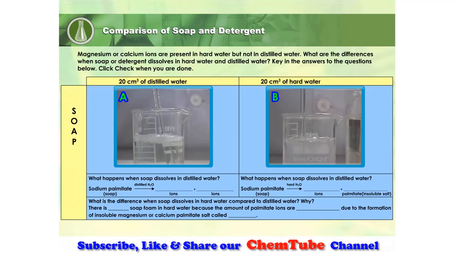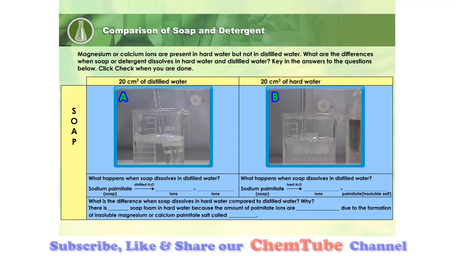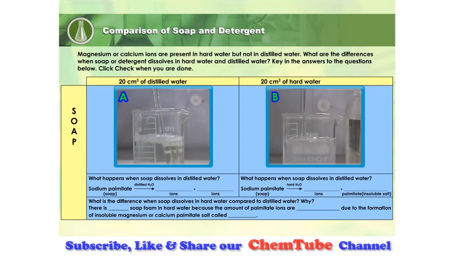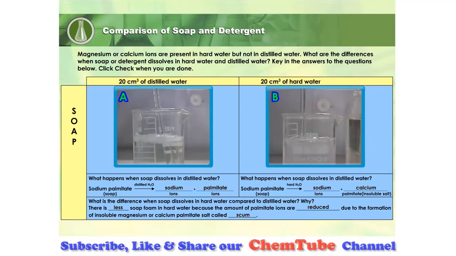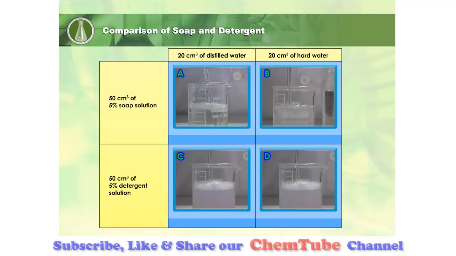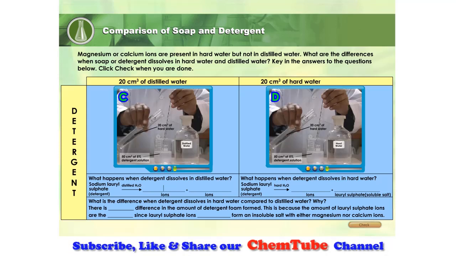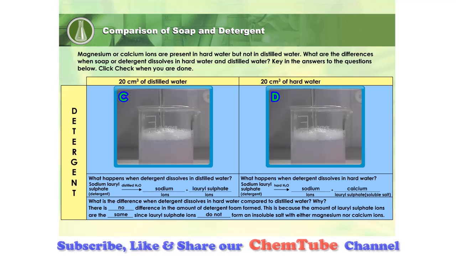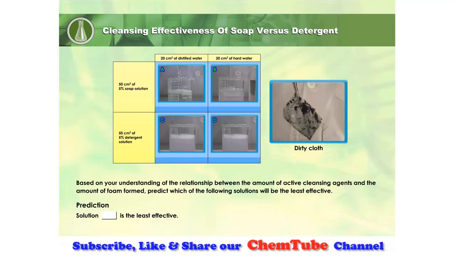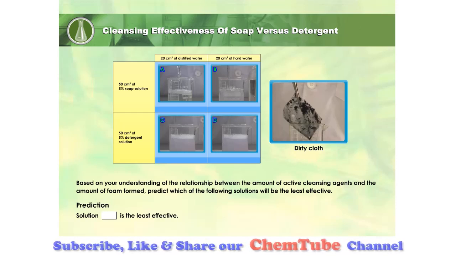Magnesium or calcium ions are present in hard water but not in distilled water. What are the differences when soap or detergent dissolves in hard water and distilled water? Based on your understanding of the relationship between the amount of active cleansing agents and the amount of foam formed, predict which of the following solutions will be the least effective.